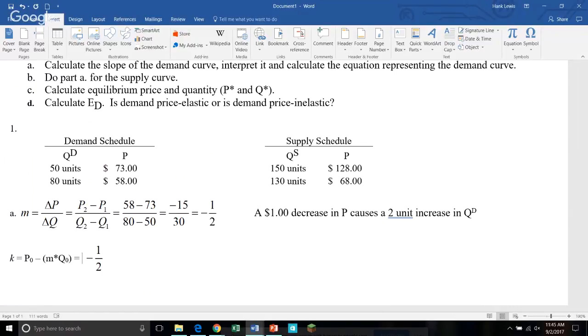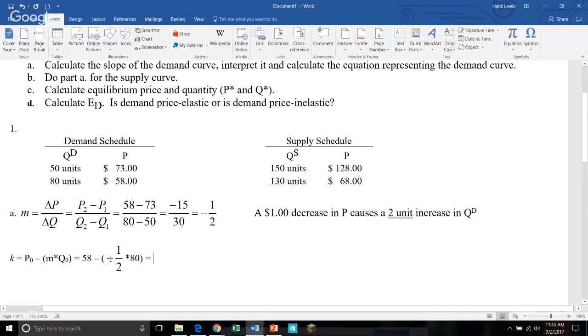This is easily fixed. I'm replacing P0 with 58. And then I put my parentheses, and I've got a minus here. I'm going to put my parentheses there. And then -1/2, and then we have a multiplication symbol. And then the units associated with $58 is 80 units. Again, we don't put the units and the dollars in the arithmetic because that's going to make this cumbersome.